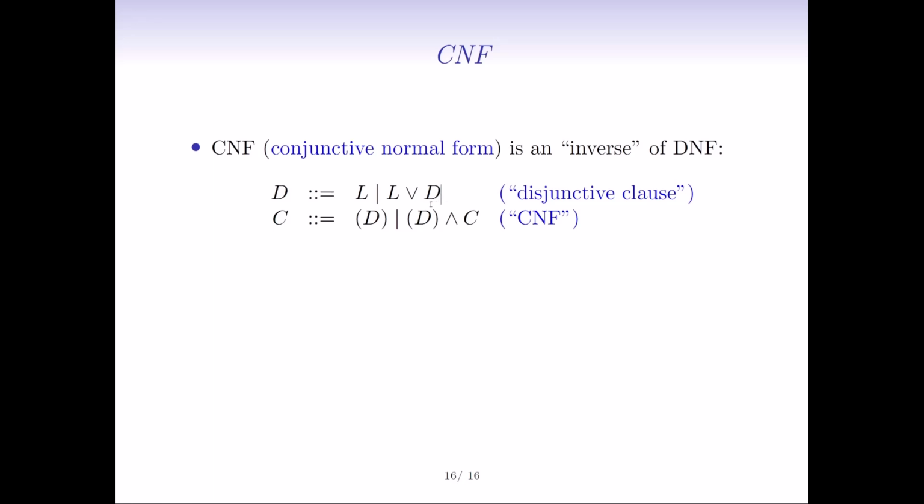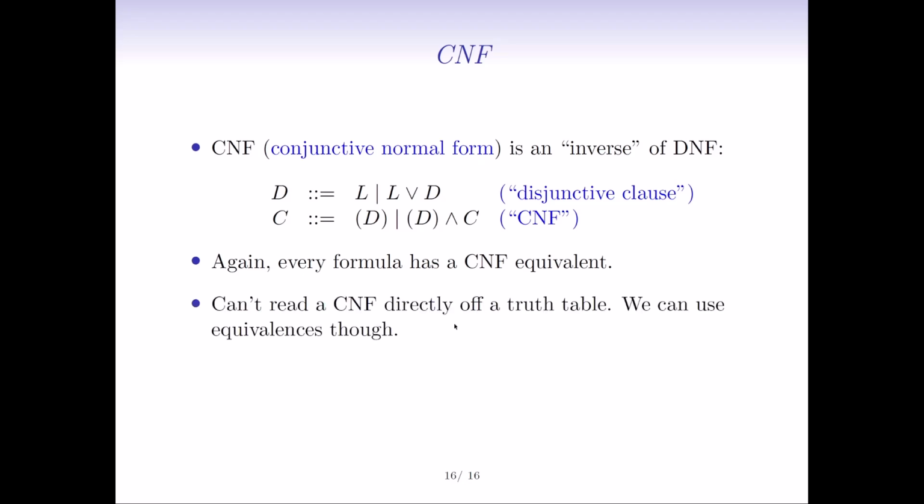And then a CNF formula is either a single disjunctive clause by itself, which I'll place in brackets, or it's the conjunction of a disjunctive clause and something which is already in CNF. Again, every propositional formula has an equivalent formula in CNF that is logically equivalent and is in conjunctive normal form. Unlike a DNF, it's much harder to read a CNF formula off of a truth table. But we can get there by using equivalences.